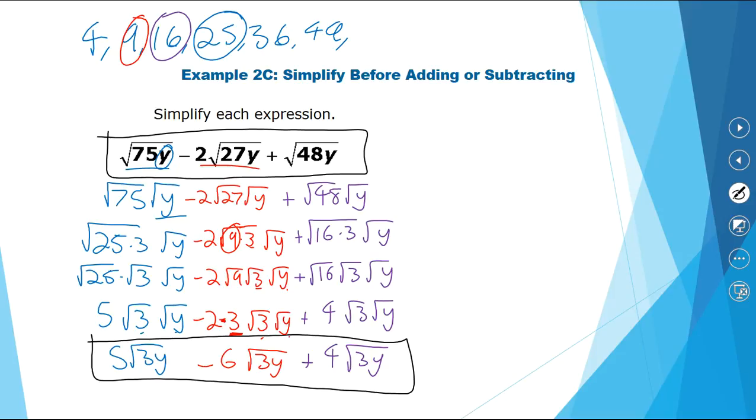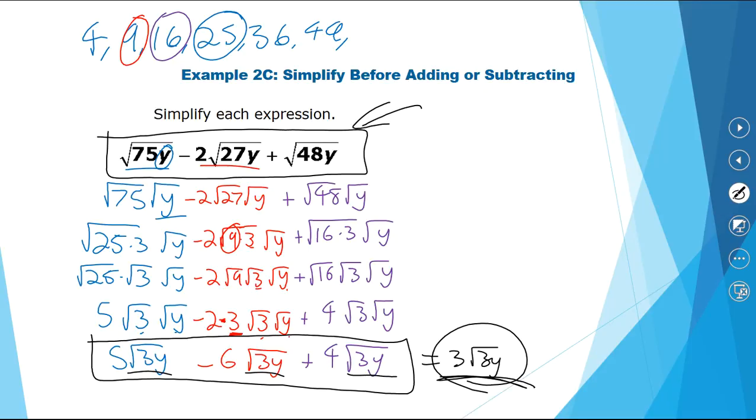But you know what? Look, at this point now, realize, hey, that's a square root of 3y. That's a square root of 3y. That's a square root of 3y. All 3 of these terms are like terms, so I can combine them all together into one term. I have 5 minus 6 plus 4. 5 minus 6 is negative 1, and negative 1 plus 4 is 3. So this would be 3 square root of 3y. And that would be my final answer, I believe, or my final simplified expression. So again, all this stuff up here is equivalent to just 3 square root of 3y.